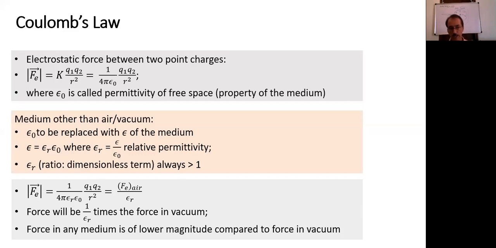So take a minute, see that is all understood. The last statement, does it make sense? Force in any medium is of lower magnitude compared to force in vacuum for identical conditions. Why is force in any other medium lower? Any other medium will have higher permittivity compared to permittivity of vacuum, and permittivity comes in the denominator. If the denominator becomes higher, the force becomes smaller.